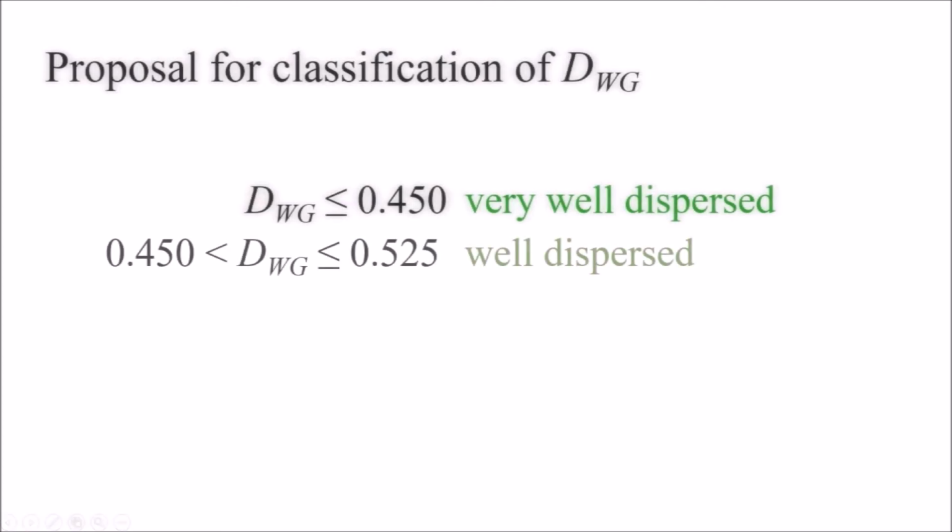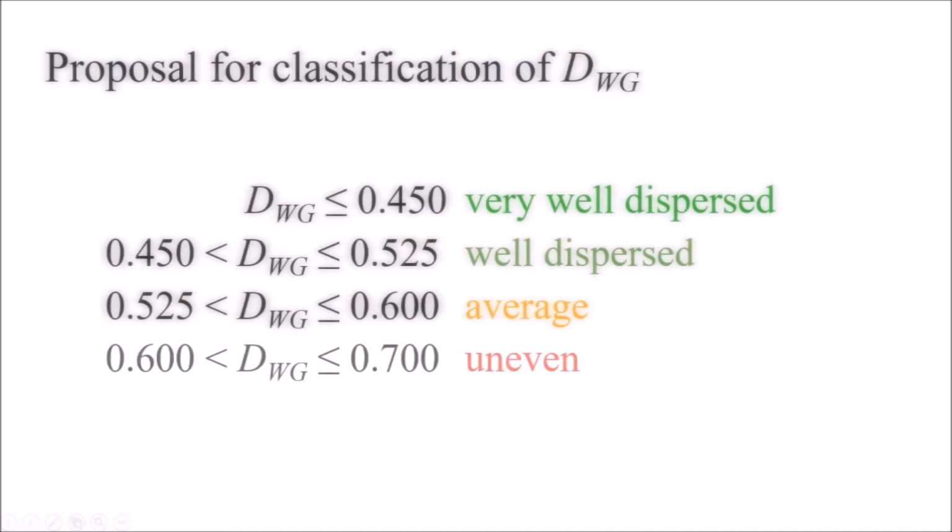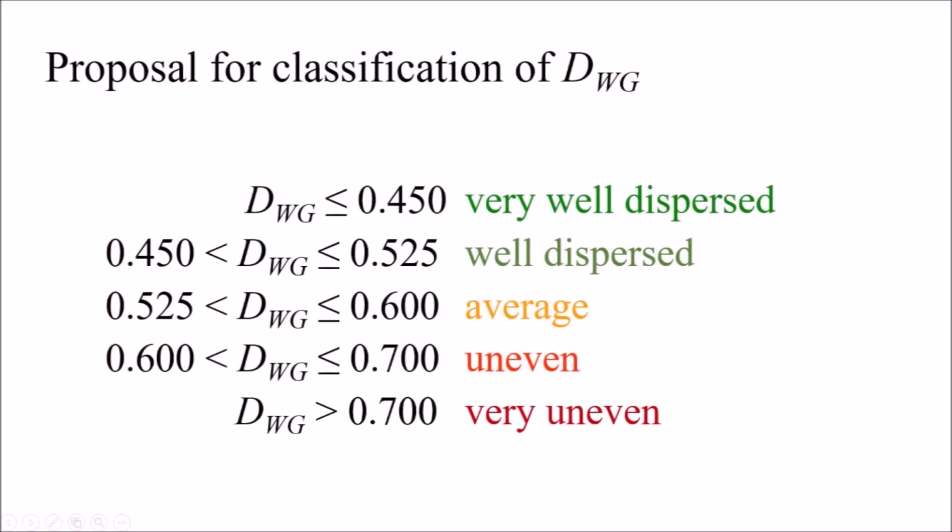If the value is between 0.45 and 0.525, the word can still be regarded as relatively evenly distributed. On average, any given word will occur with a DWG value between 0.525 and 0.6. An unevenly dispersed word has a value between 0.6 and 0.7, and if DWG is larger than 0.7, then the word should be assessed as very uneven.